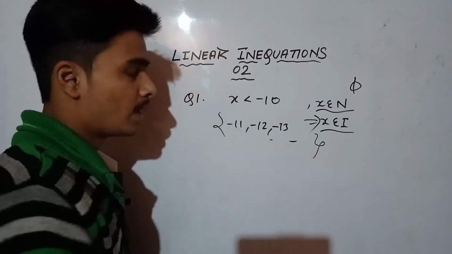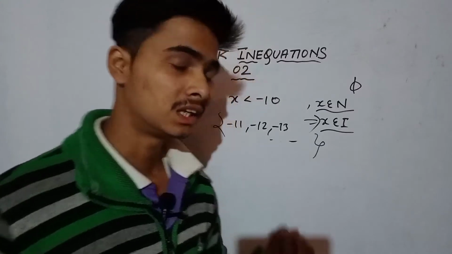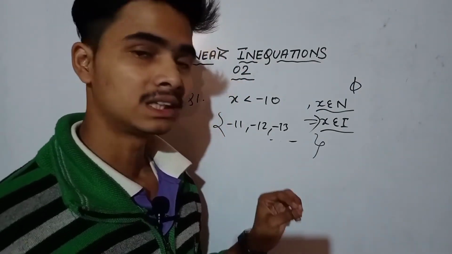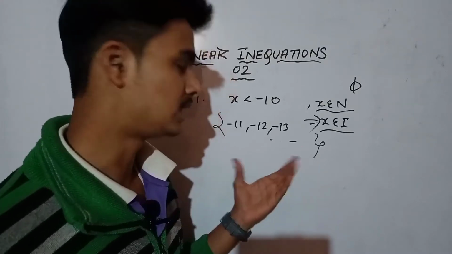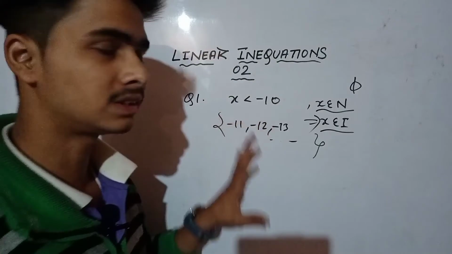So when I change the condition so that x belongs to integers, it now has some values, as you can clearly see. So this is the solution set for this.